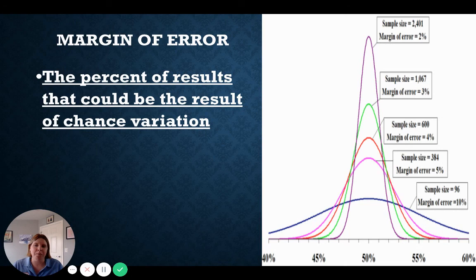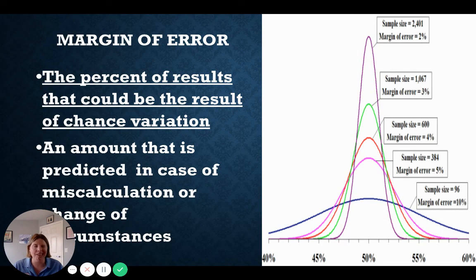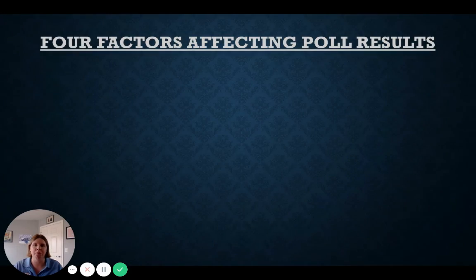So margin of error is just the percent of results that could be the result of chance and variation. It's basically an amount that's predicted for a miscalculation or a change of circumstances. Things might change, and so that may change the way that people answered a question. And so usually the higher your sample size, the lower your margin of error. But there is a point where it doesn't really matter how many more people you ask. And in fact, you can ask too many people. And if you overrepresent some, then you will get biased or skewed results.